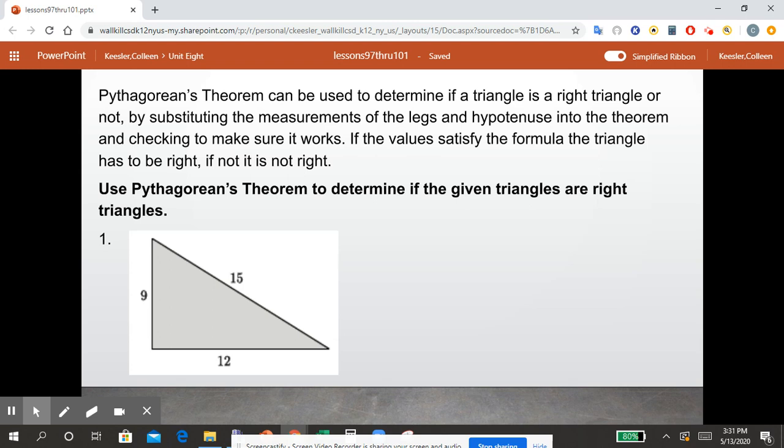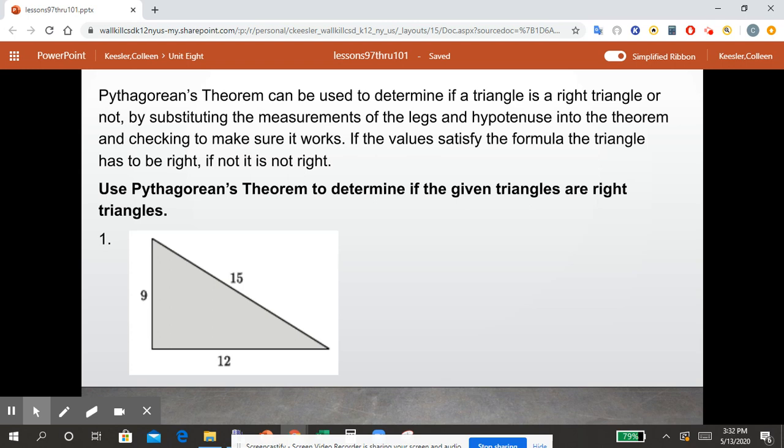Pythagorean's theorem can be used to determine if a triangle is a right triangle or not by substituting the measurements of the legs and hypotenuse into the theorem and checking to make sure it works. If the values satisfy the formula, the triangle has to be right. If not, it's not a right triangle. So use Pythagorean's theorem to determine if the given triangles are right triangles.